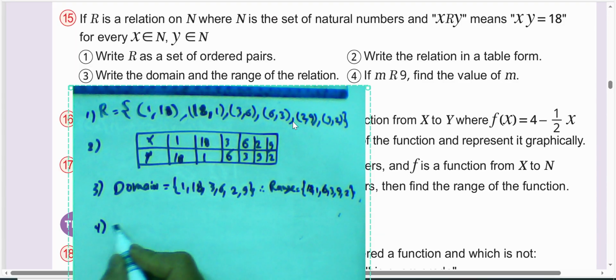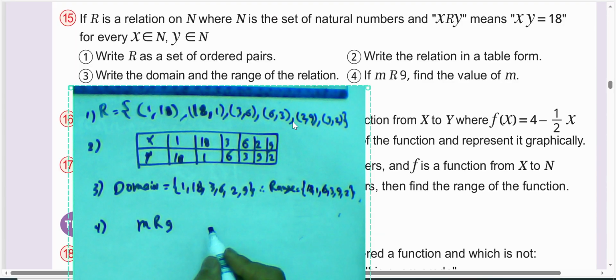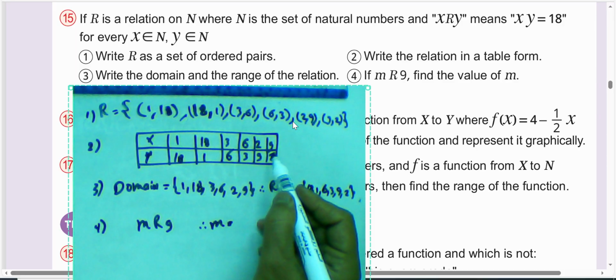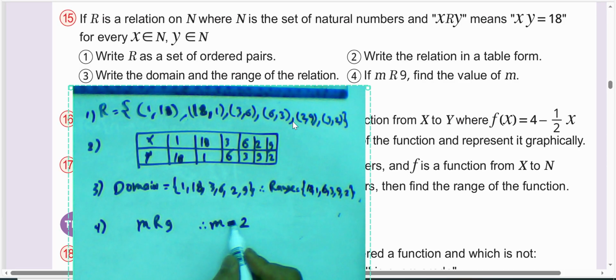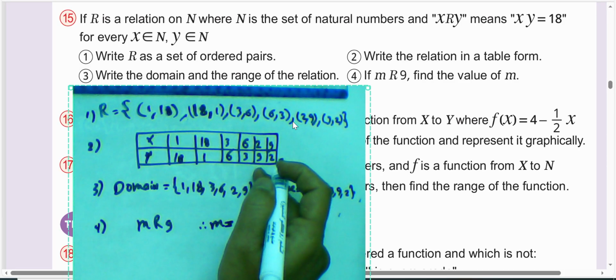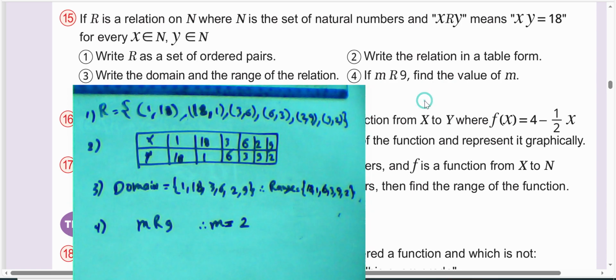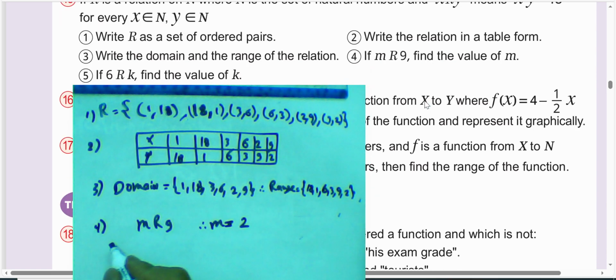Number 4: if m is related to 9, what is the value of m? M here will be 2, because 2 times 9 equals 18. Question number 5: if 6 is related to k, then k will be equal to 3, because 3 times 6 equals 18.